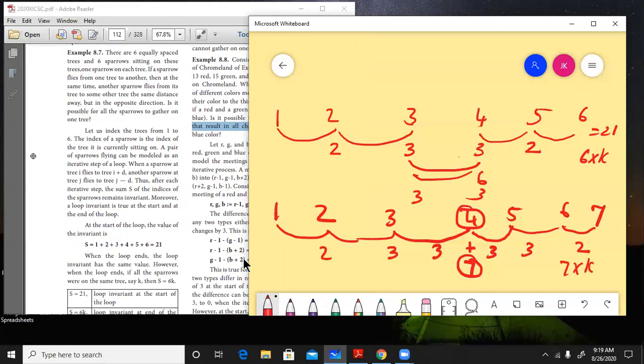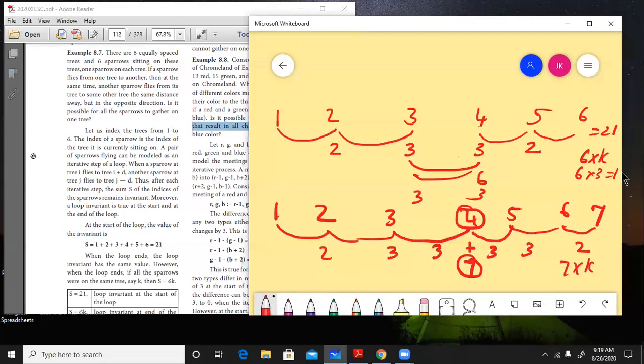Assume it is going to be in my third place, then 6 into 3 is equal to 18. If it is in my fourth place, 6 into 4 is equal to 24. This doesn't match with 21. That's why we say when you have 6 sparrows, 21 is not a multiple of 6. So 6 sparrows cannot assemble on one tree.